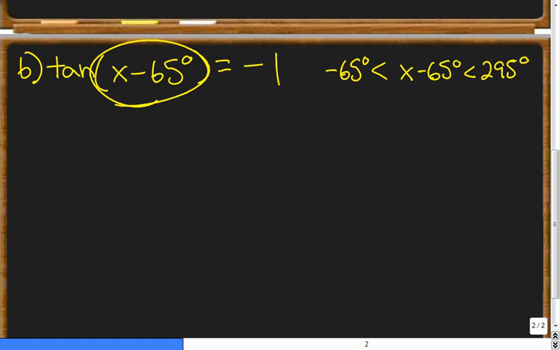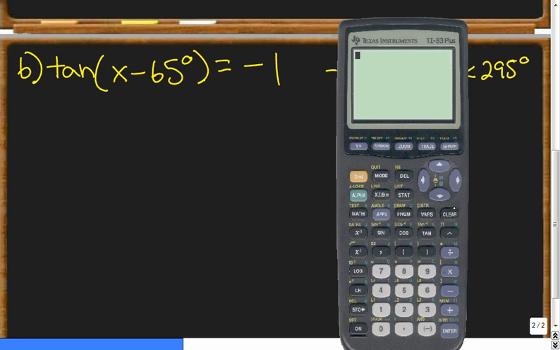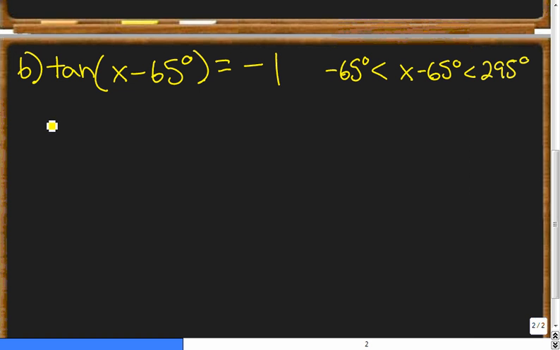So again, we're altering our input, so we have to alter our window slightly. Basically all this is we took 65 degrees away from 360 and 0. From here, we're going to use our arctan, but we could also know this from the unit circle as well. If we did the arctan of -1, it's going to give us -45 degrees. So we're going to get x minus 65 degrees equals -45 degrees. So this is the first place.